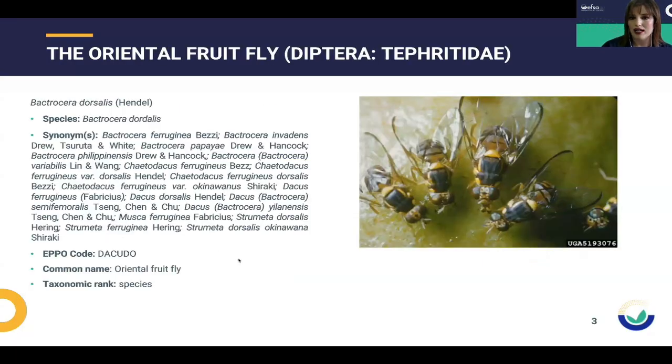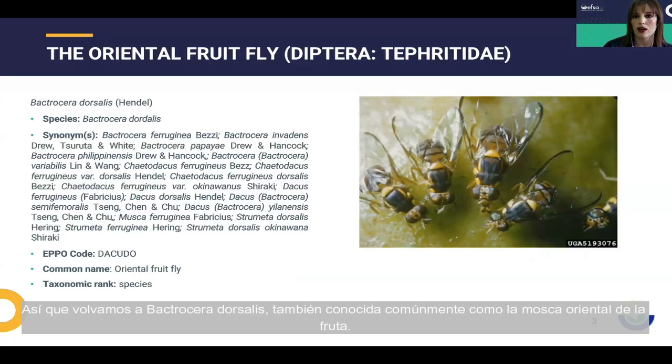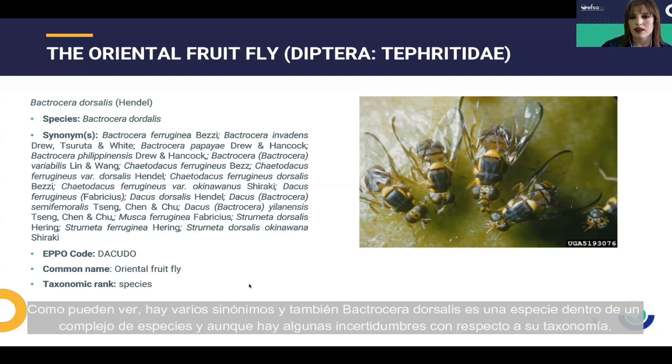Bactrocera dorsalis is also commonly known as the oriental fruit fly, and it is a highly invasive tephritid species known for its significant impact on fruit production. It is a relatively medium-sized fly with distinctive wing patterns and also a characteristic scutellum. As you can see, there are several synonyms, and also Bactrocera dorsalis is a species within a species complex, though there are some uncertainties regarding its taxonomy.